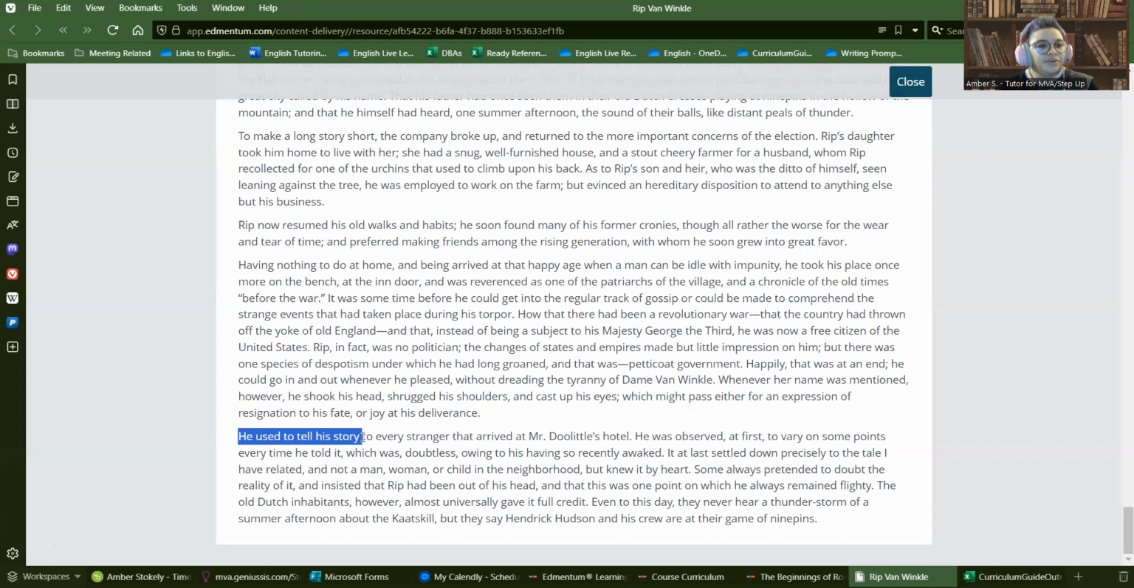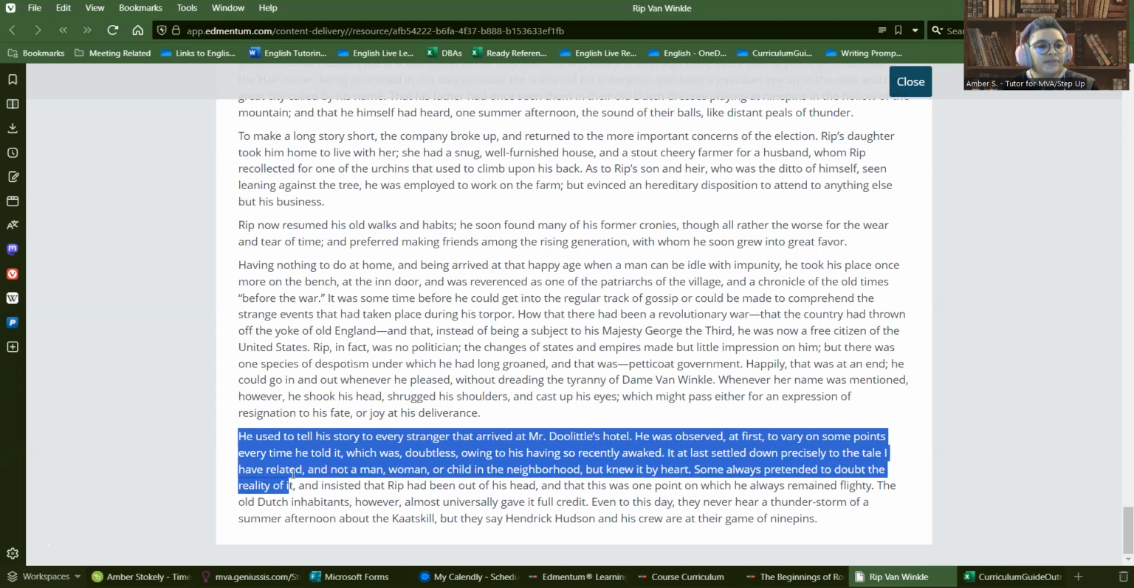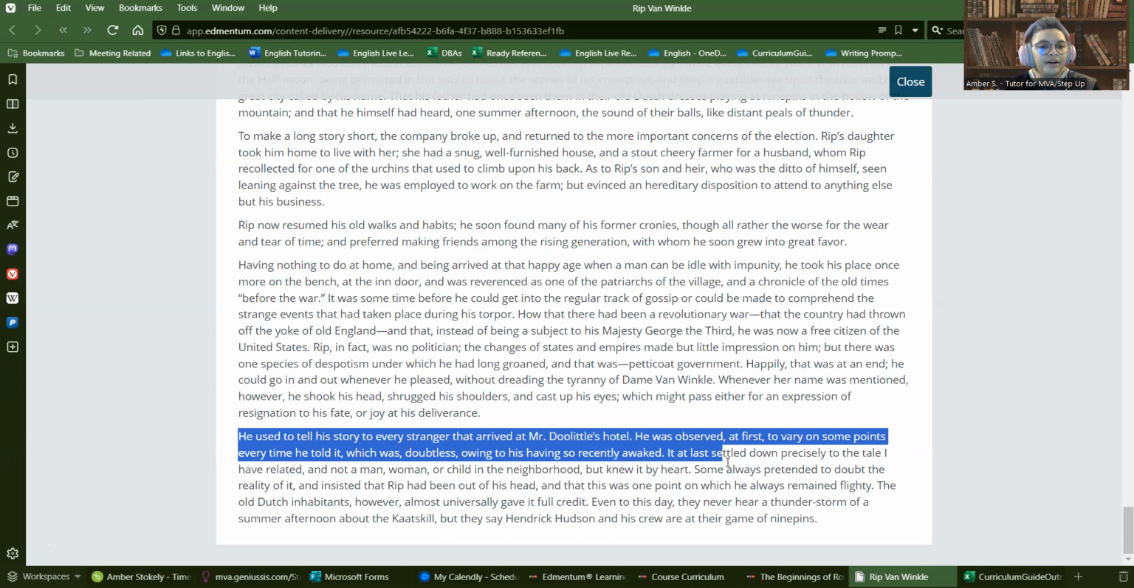He used to tell his story to every stranger that arrived at Mr. Doolittle's hotel. He was observed at first to vary on some points every time he told it, which was doubtless owing to him having so recently awaked. It at last settled down to precisely the tale I have related, and not a man, woman, or child in the neighborhood but knew it by heart.